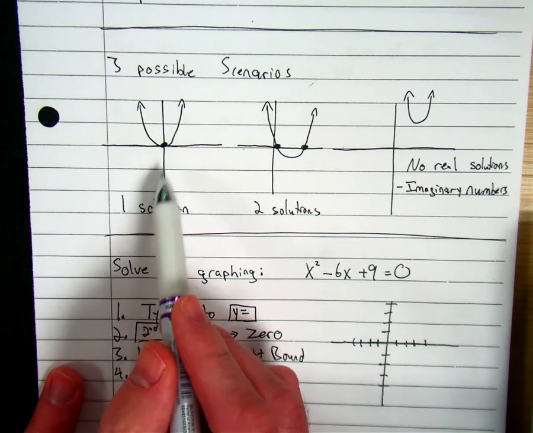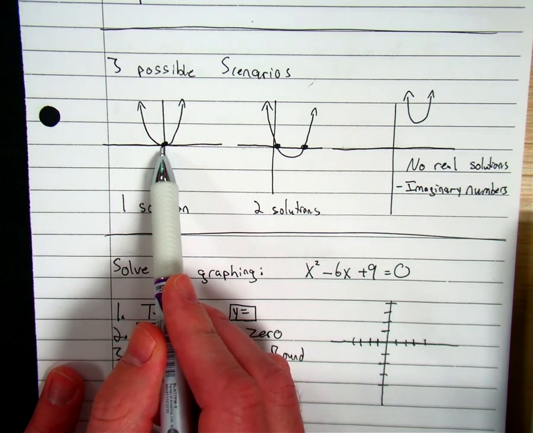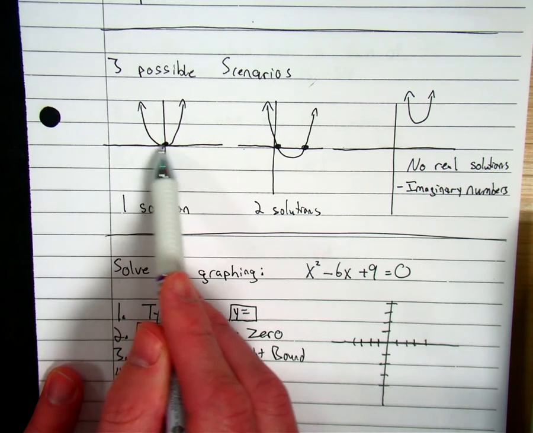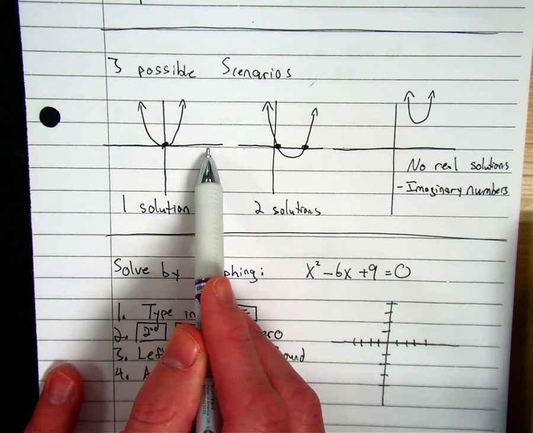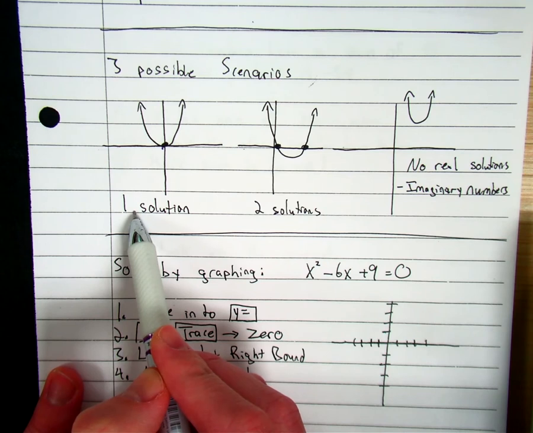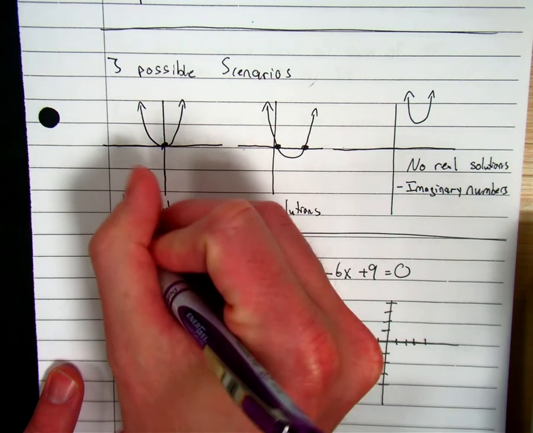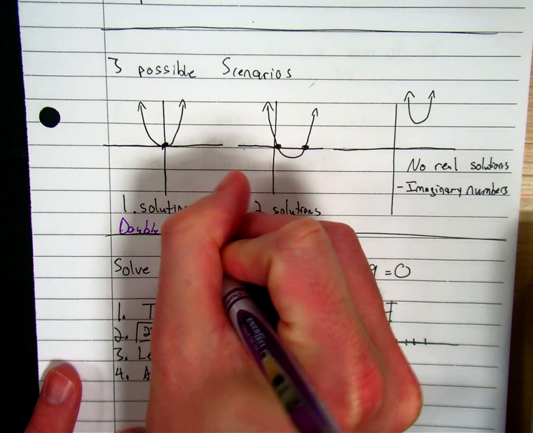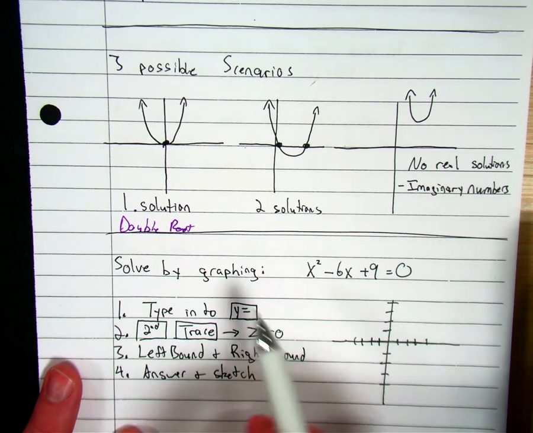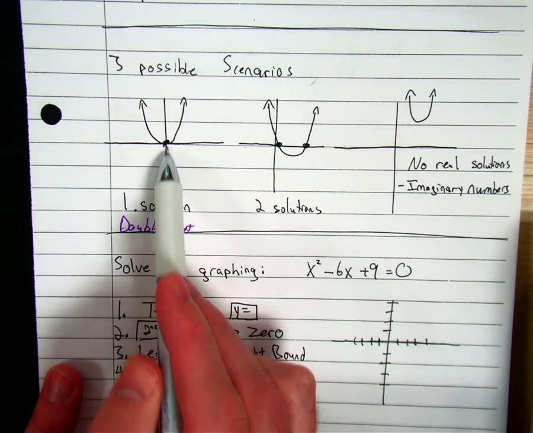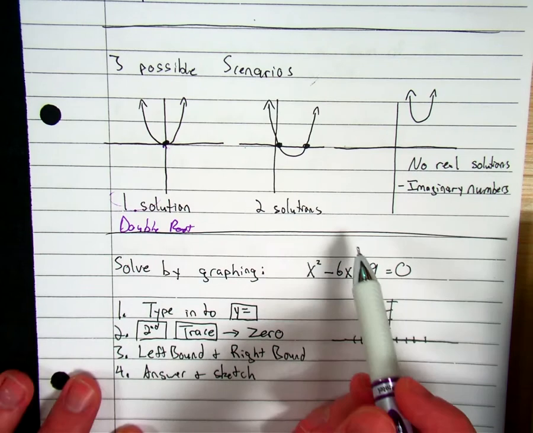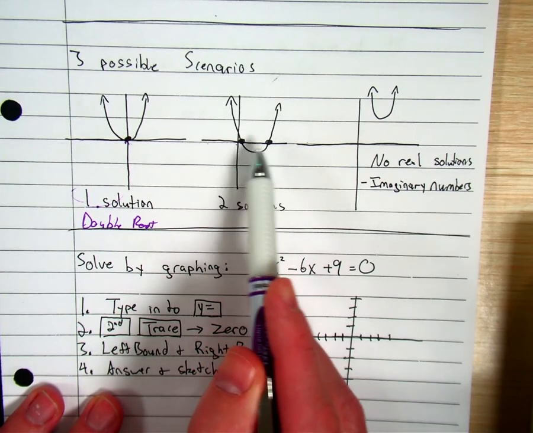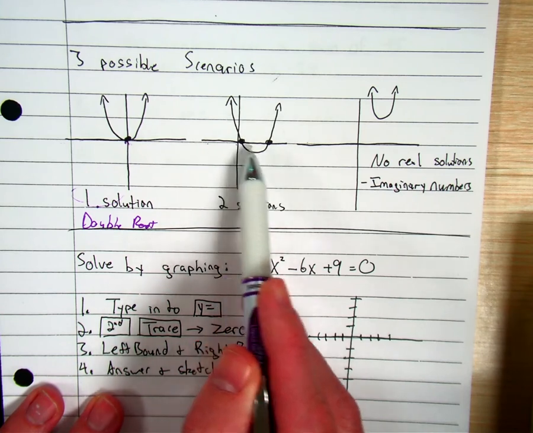Scenario number 1, the vertex is on the x-axis. If the vertex is touching the x-axis, there's only going to be one answer, and it's called a double root because it's going to count twice. But we'll talk about that later. If it's on the line, there's only one answer. Scenario 2, we could go through the line twice. That's what most of them do, they're going to have 2 solutions.